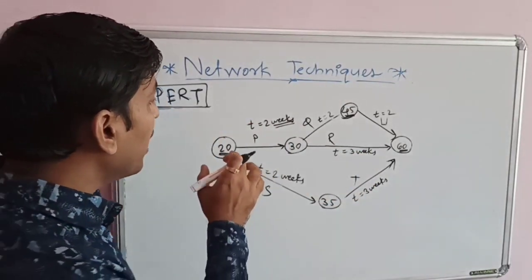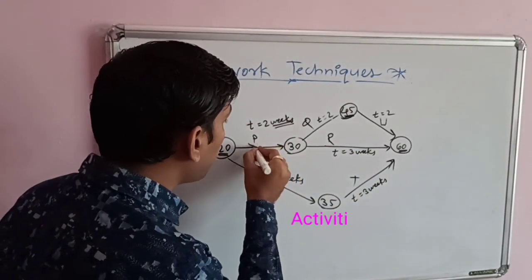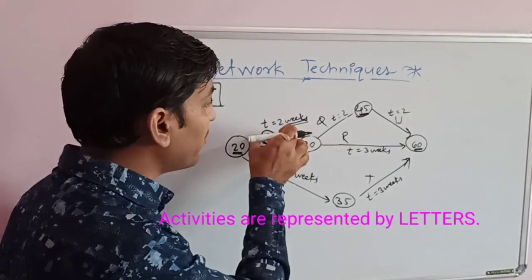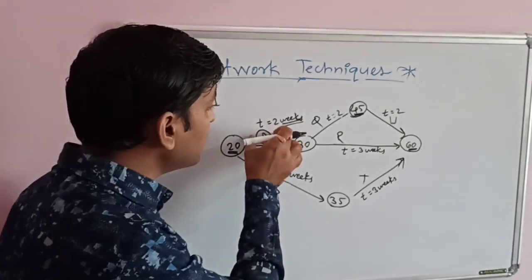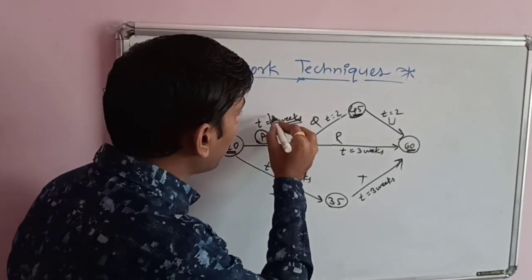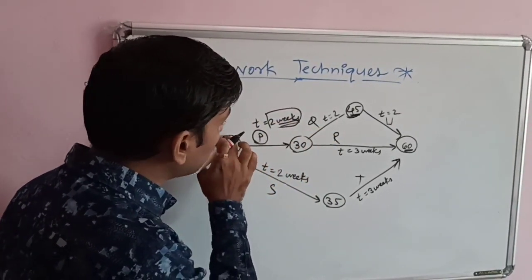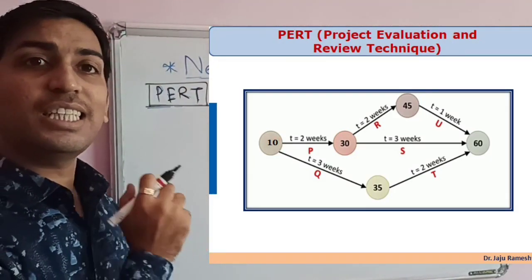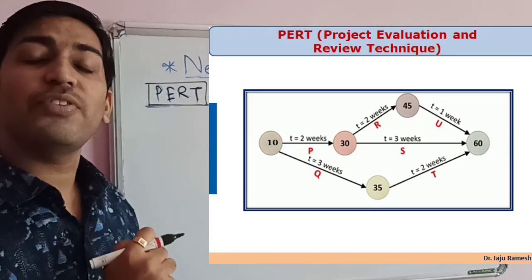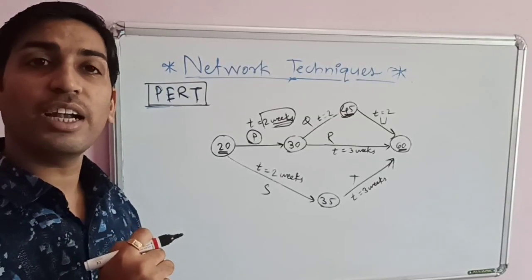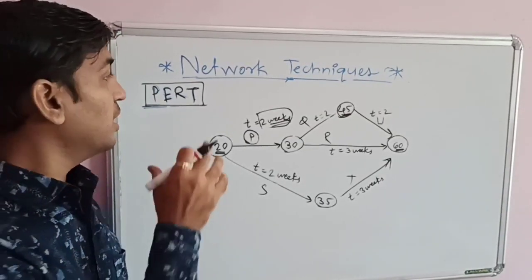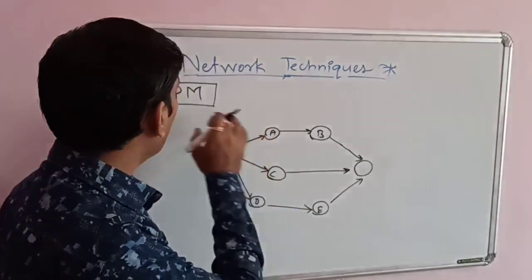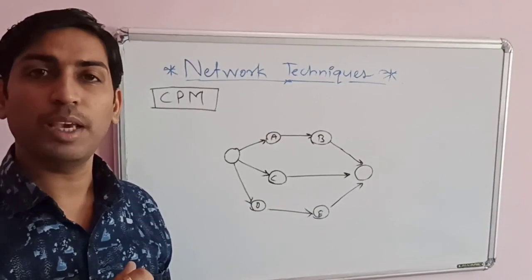At the same time, each activity is represented by a specific letter, and the letter represents the amount of time required to complete the activity from this node to that one. So this is nothing but the diagram of PERT. In PERT, it is specifically required to calculate different types of scheduling problems. That is PERT. Now we move towards the network diagramming for the critical path method, that is CPM.